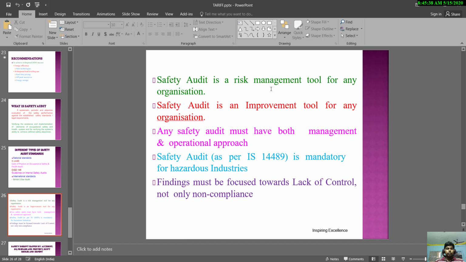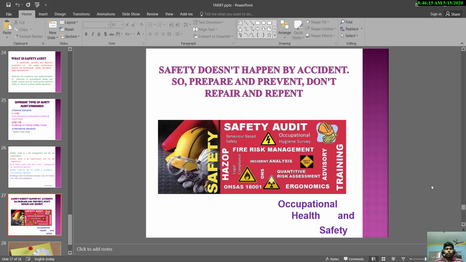Next is some explanation regarding the standards. Safety audit is a risk management tool for any organization, and it can be an improvement tool for any organization. It is useful for the energy manager during the time of audit, for the operational approach. These are the standards, and what has to be focused and what need not be focused can be seen using these standards.